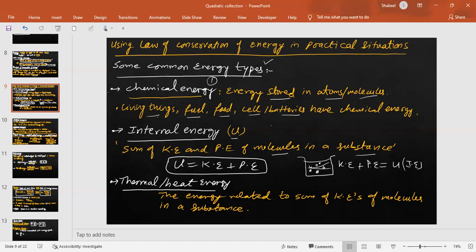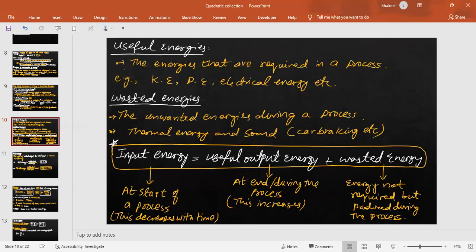Okay, thermal or heat energy, well, it's the most common one. The energy related to the sum of kinetic energies of molecules in a substance is known as thermal energy. Well, there are some useful energies, the energies that are required in a process. We want those energies to be there, like kinetic energy, potential energy, and electric energy. Wasted energies are the unwanted energies that during a process we don't want to be there. Let's say thermal energy and sound when you are braking a car.